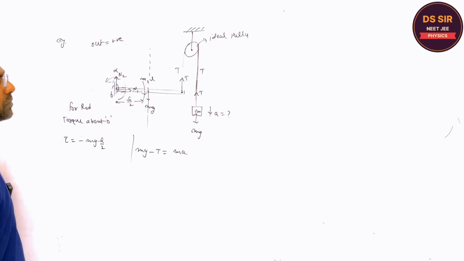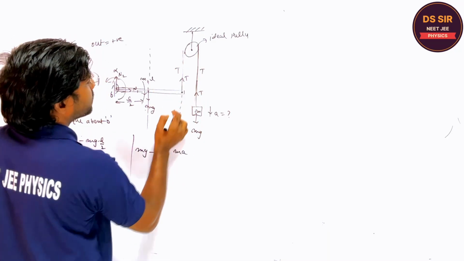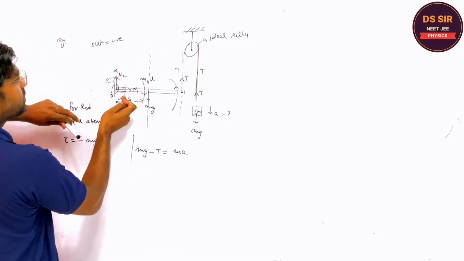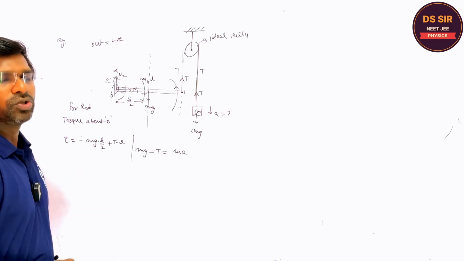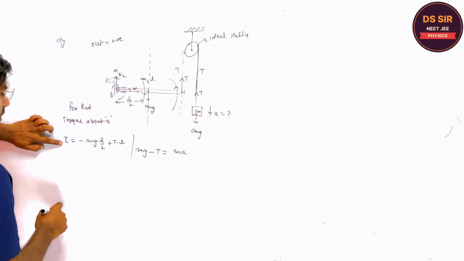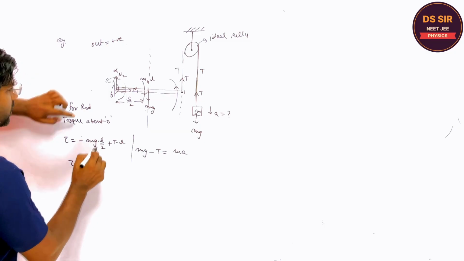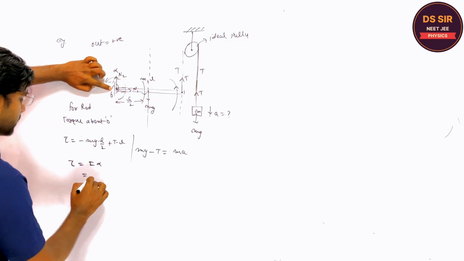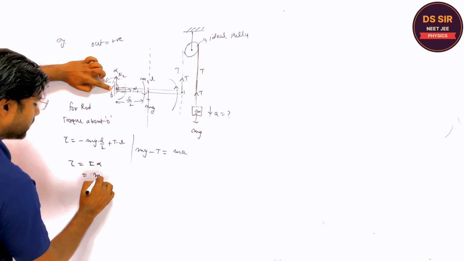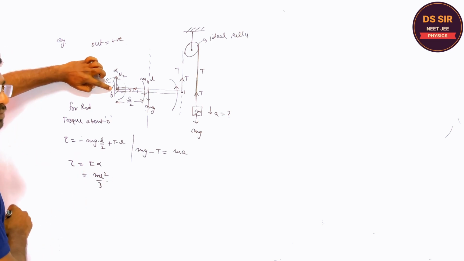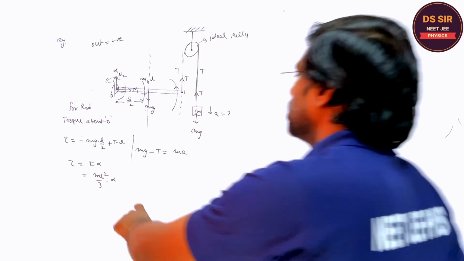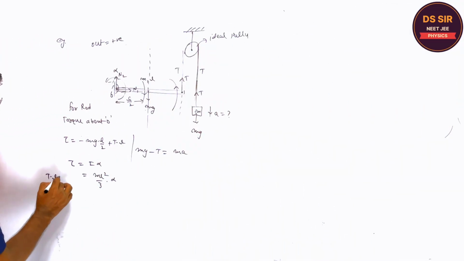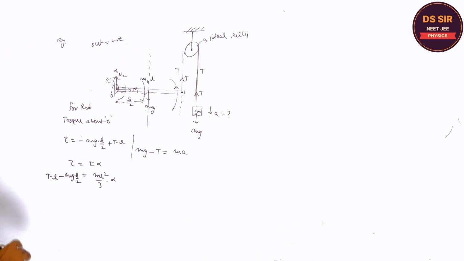And what about the torque of this T? The torque of T is in the same direction as alpha, so plus T into L. Is it clear or not? And that torque is equal to I alpha. What is the moment of inertia about this end? ml square by 3. And this is the alpha. And what is the torque? The torque is T into L minus mg into L by 2. Is it clear or not?